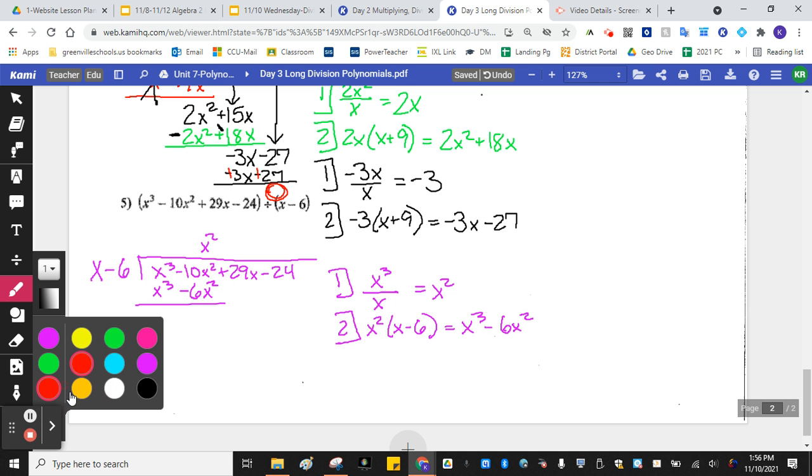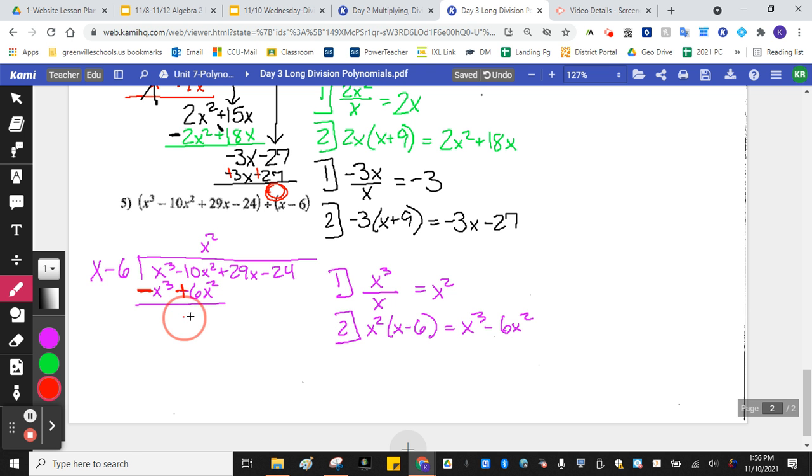Then you're subtracting. When you subtract, you're not just subtracting the first one, you're subtracting the second term too. So a negative and a negative makes it a positive. Bring down the 29 and start again. The next term is -4x, so it lines up right above the x.